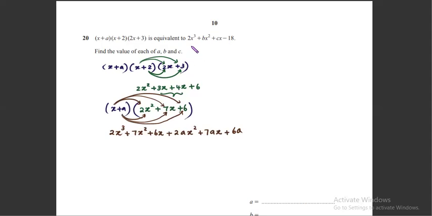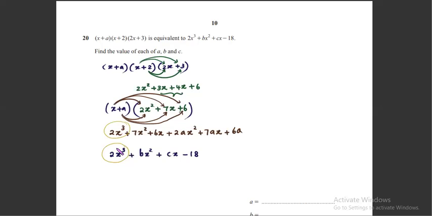So this is what we get. Now, in the question, they've already mentioned what it is equal to. So that is equal to 2x cubed plus bx squared plus cx minus 18. This is what it is equivalent to when we expand them. Which means the 2x cubed that we have here and this 2x cubed are the same thing.